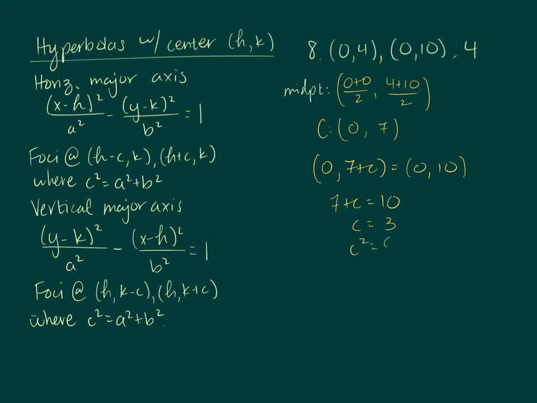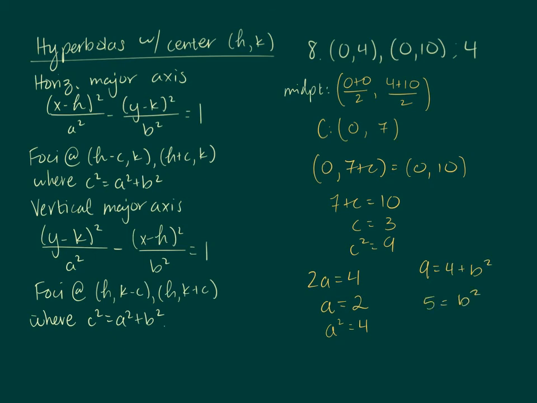So c squared is 9. Then to find my a, I need to set 2a equal to 4, right? That's the same formula. a is equal to 2, so a squared is 4. This means that 9 is equal to 4 plus b squared, so b squared is 5.